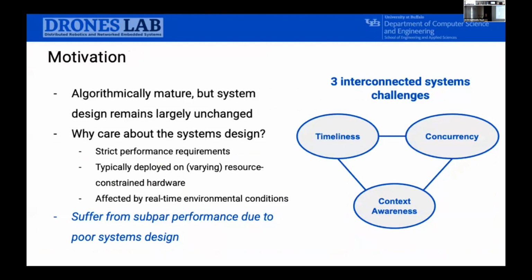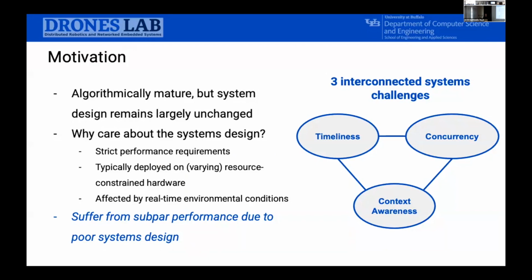There's been a significant amount of previous research on SLAM systems, and the majority of that research has focused on the algorithms side of it. And as such, the current state-of-the-art SLAM systems are quite algorithmically mature. However, their system design has remained largely unchanged over the years.